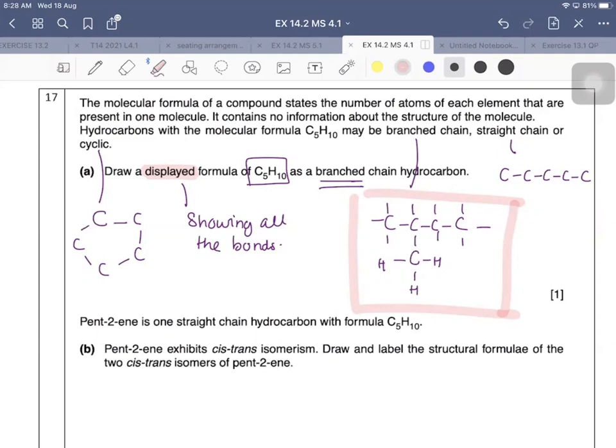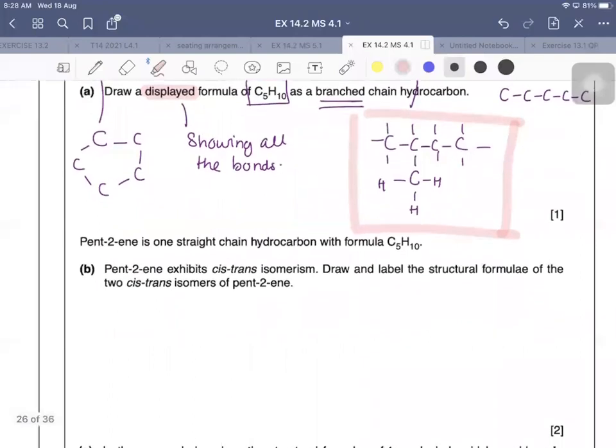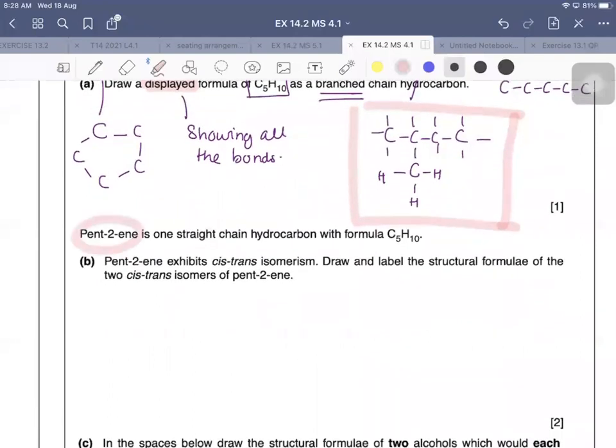Okay, thank you. Right, next, pent-2-ene. So the "ene" gives you a hint that it is a double bond, in one straight chain hydrocarbon. So it's a straight chain with formula C5H10. Okay, so you have to draw the structure of pent-2-ene correctly. So the principal chain is pentene. Okay, pent means 5, and also because it is a straight chain, you don't have any branching.